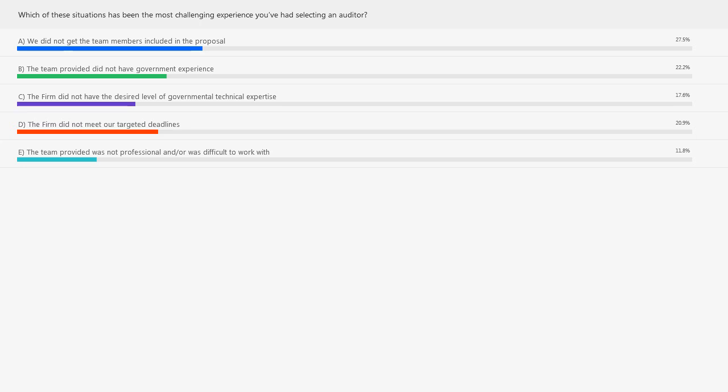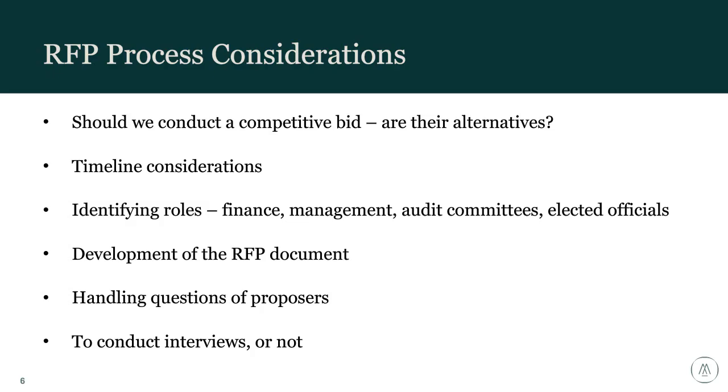So a couple things to think about as you're about to embark on a process. One is whether to do the competitive bid in the first place. And that might be strange hearing, especially here in Oregon, where you know that there are some state laws centered around purchasing goods and services. But in Oregon, there actually is an exemption provided for certain professional services, and services from an accounting firm would be included in that.